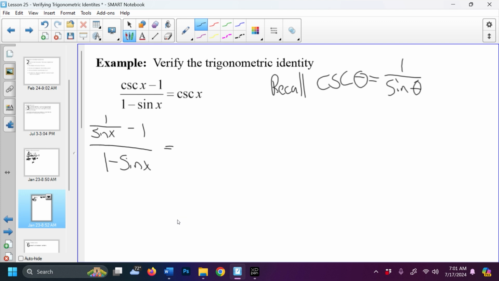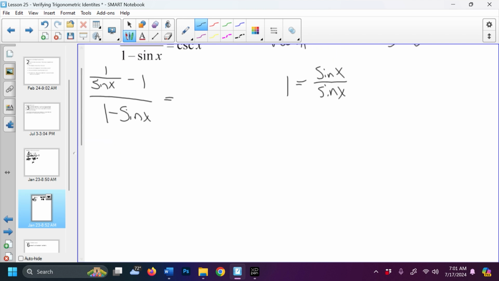All right, the next thing that I want to do here is try and make a single fraction here in the numerator. So I am going to say that 1 is equal to the sine of x over the sine of x. And I will rewrite this as 1 over the sine of x minus sine x over sine x. And that will all be over 1 minus sine x.